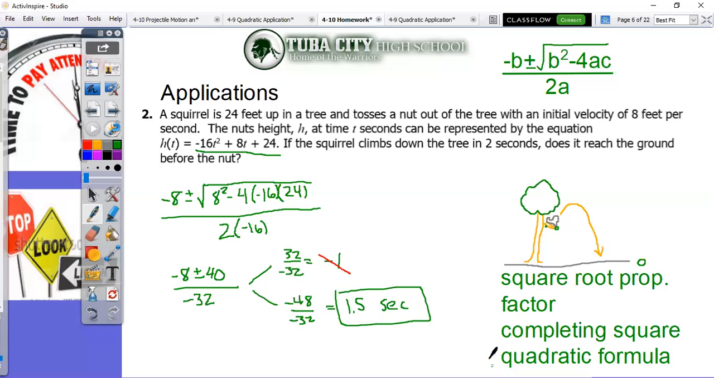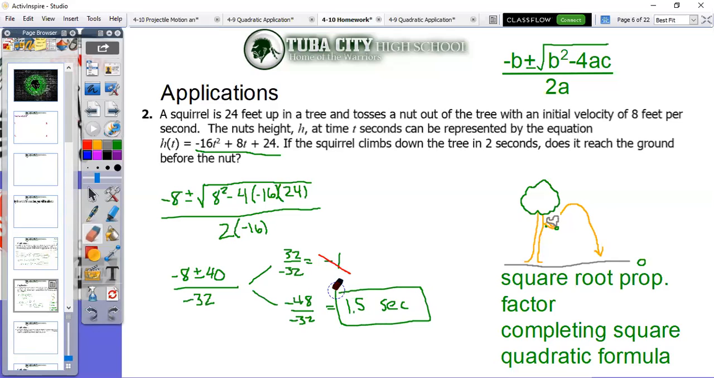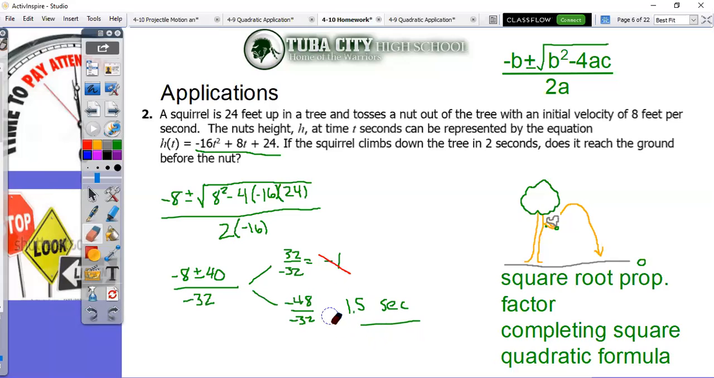Well, if the question was, how long will it take for the nut to land on the ground, then that would be our answer. But in this case, it is a solution, but we need our answer. Because the question is, will he manage to climb to the ground before the nut impacts the ground? In this case, the answer is no. He does not manage to climb down before, he's not going to be able to catch it or anything if that's what he's trying to do. So there you go. The answer is no.